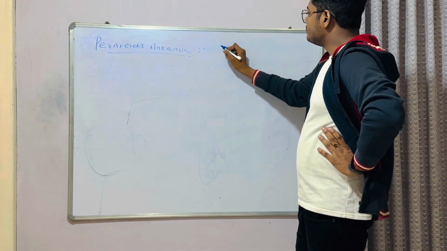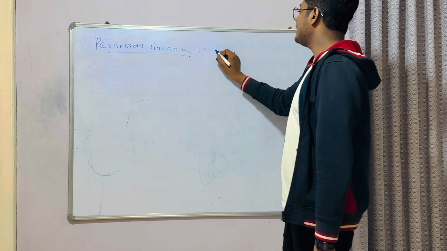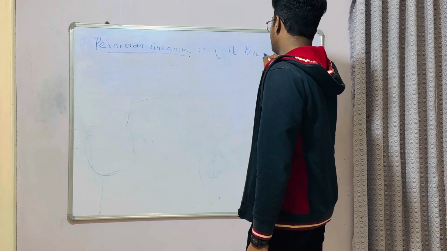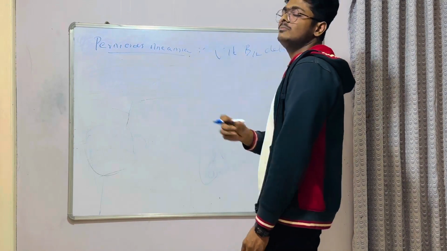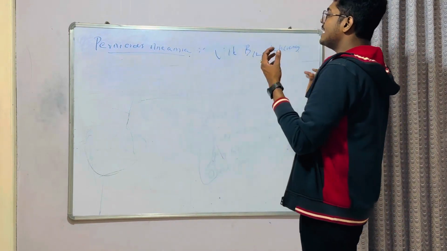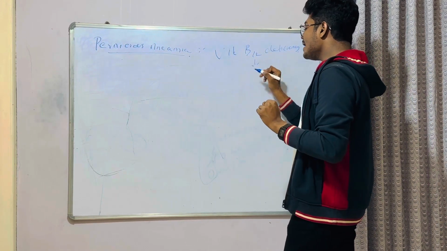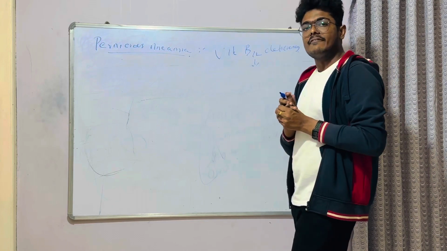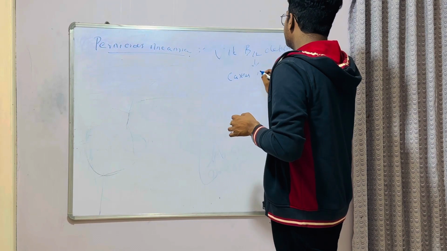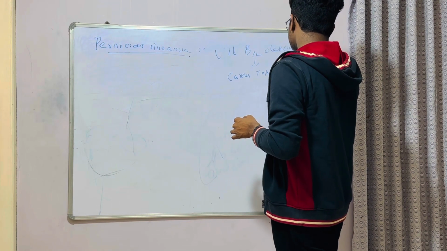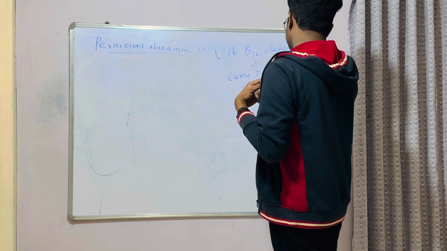It is due to vitamin B12 deficiency. Vitamin B12 deficiency will cause pernicious anemia. So the main cause of pernicious anemia is vitamin B12 deficiency. Why does vitamin B12 deficiency occur? This deficiency occurs due to Castle's intrinsic factor, abnormal secretion or synthesis.